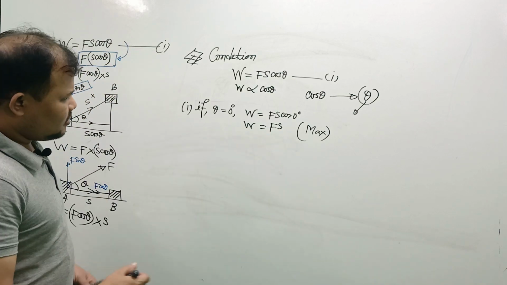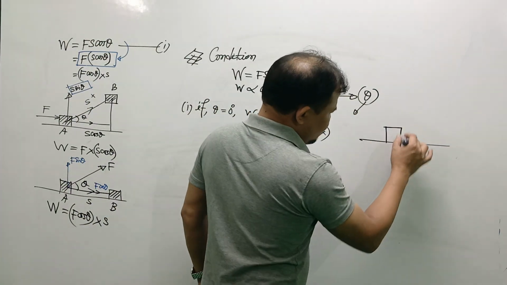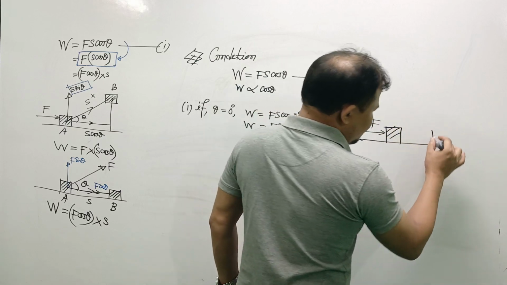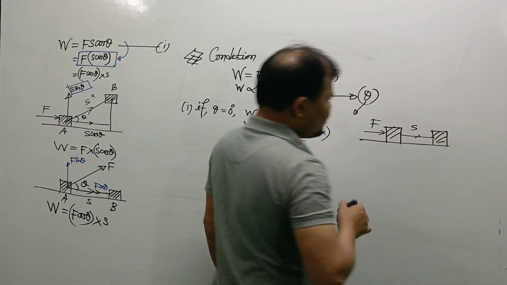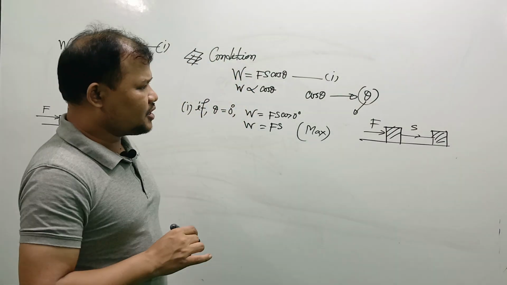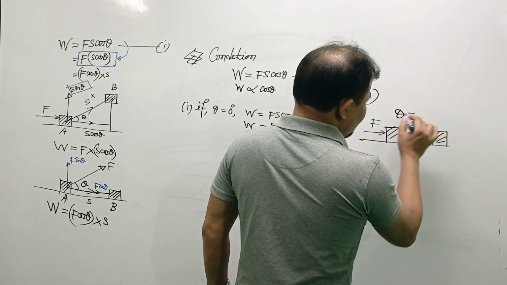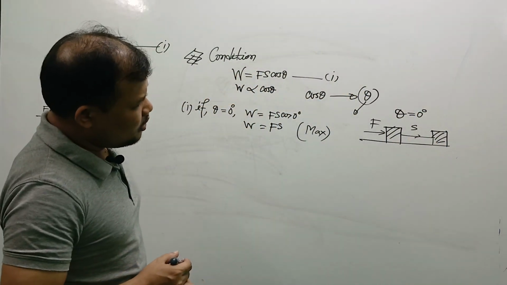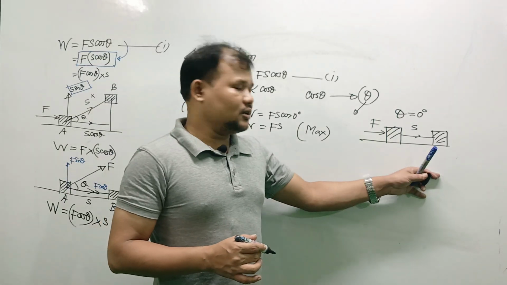In these cases, for getting the maximum work, always try to understand: if this is the applied force and this body comes here and this is the direction. When the applied force and the direction of displacement are the same, the angle between the applied force and the direction of displacement is 0. Because of that reason, in this scenario we get the maximum work.